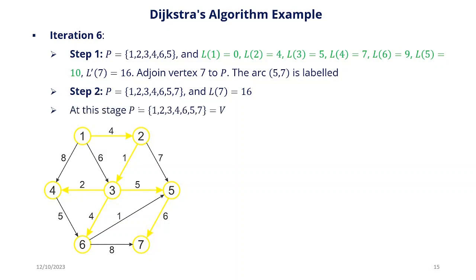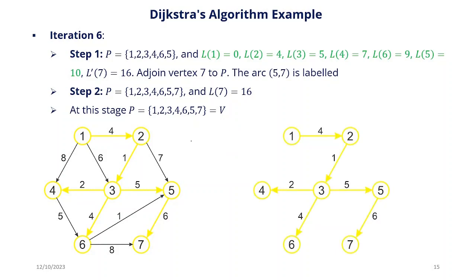At this stage, P now contains all the vertices 1, 2, 3, 4, 6, 5, 7, which is actually equal to all the vertices in V. We have come to the end of our algorithm. So if we pull out the set of paths that we calculated using Dijkstra's algorithm, this is what we have. The graph on the right.